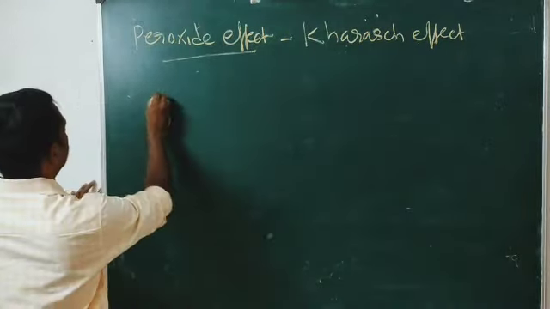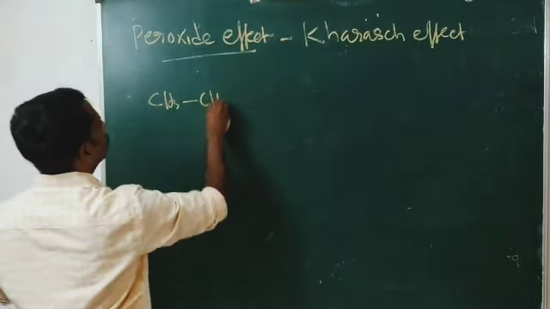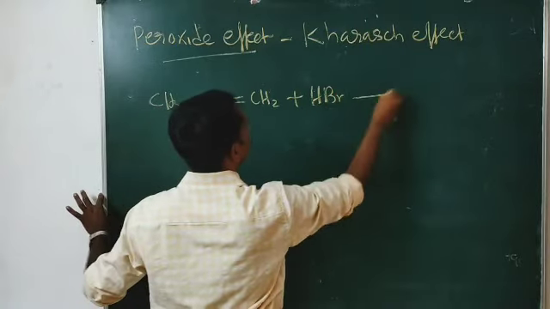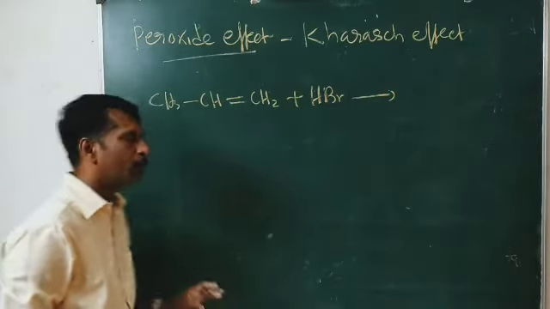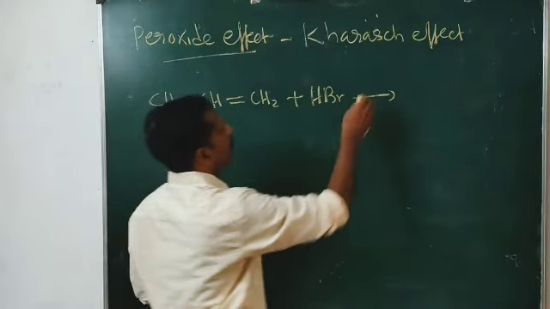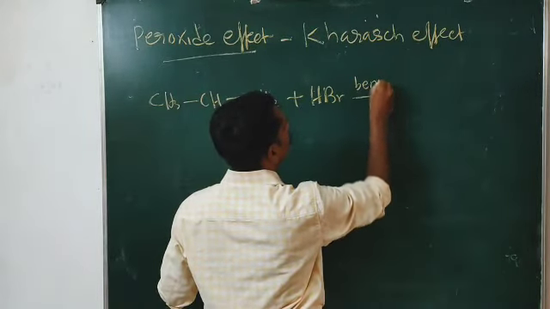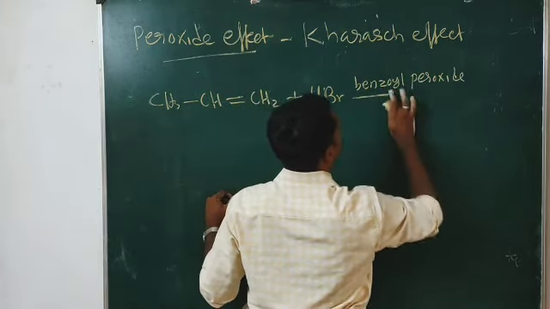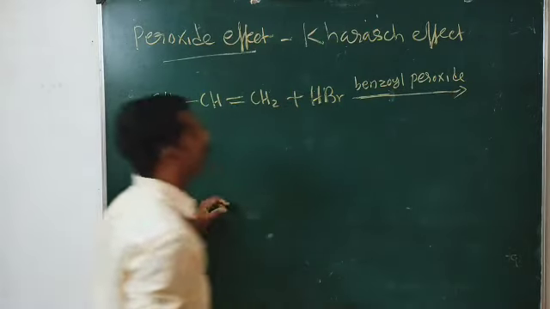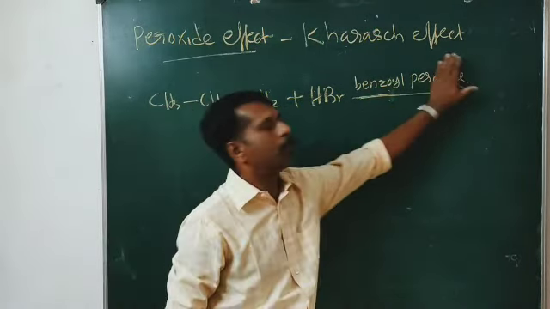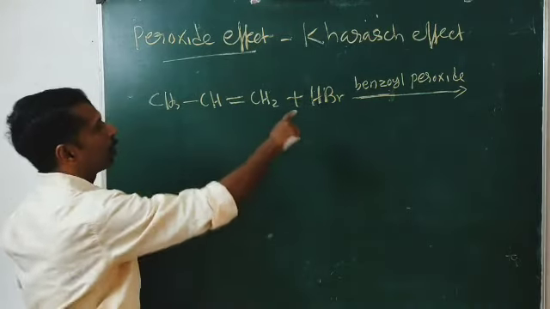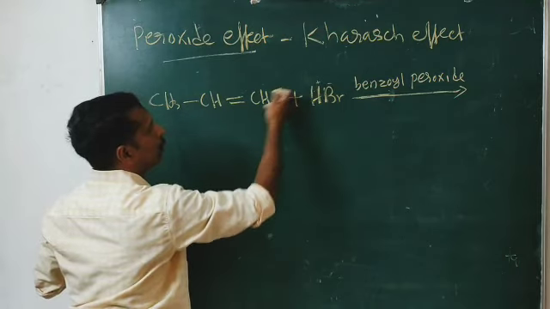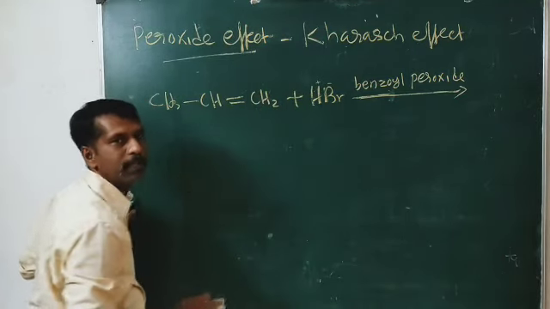That means CH3 CH double bond CH2 plus HBr. Usually this reaction will be given by hydrogen bromide. If this is the reaction in the presence of a peroxide, for example benzoyl peroxide, what is the product? If there is no benzoyl peroxide, according to Markovnikov's rule, this is the positive part and this one is the negative part. The positive part will go to this carbon because this carbon is having the highest number of hydrogen atoms.